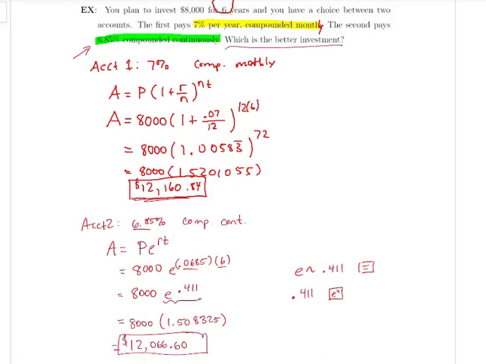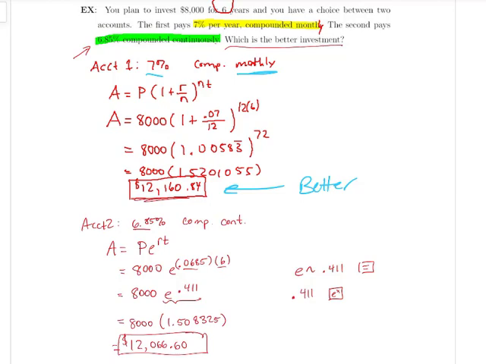Now the question is, what's the better investment? And clearly the first one up here is better because it ends up almost $100 ahead. So that tells me in this case, even though we're compounding monthly, which is not as good as continuous in general, we had a higher interest rate. And the higher interest rate was enough to make up the difference that compounding continuously would have bought us. So account 1 in this particular case is the better investment.